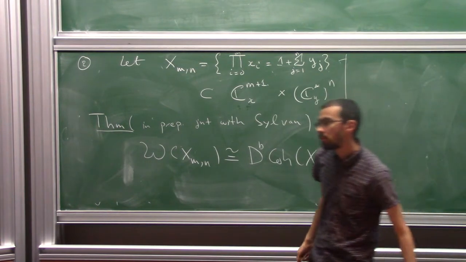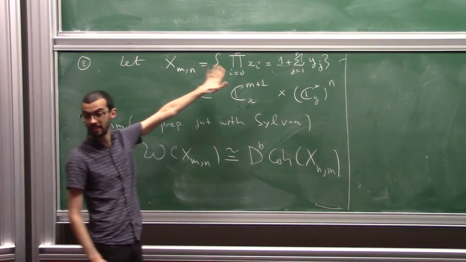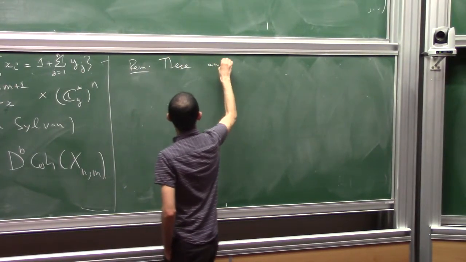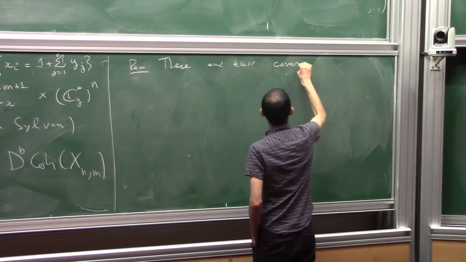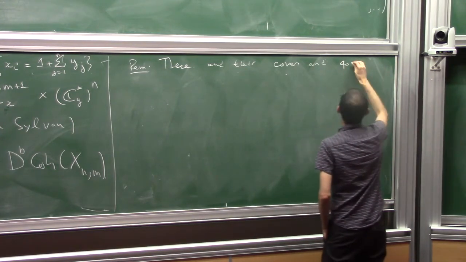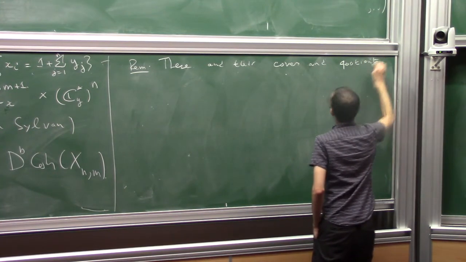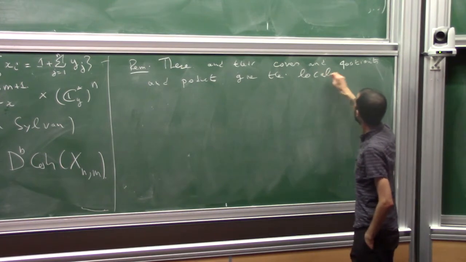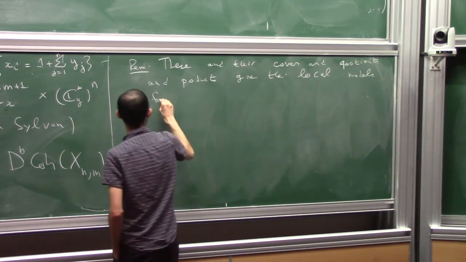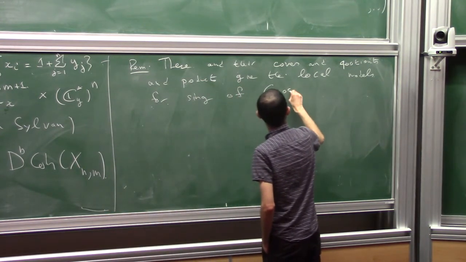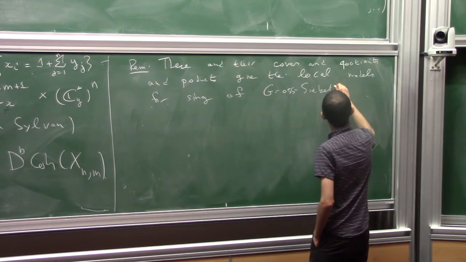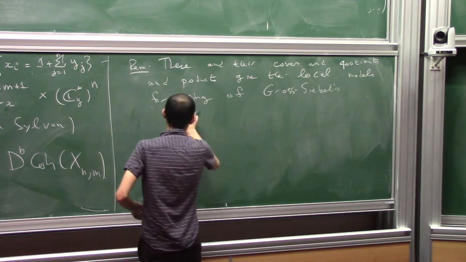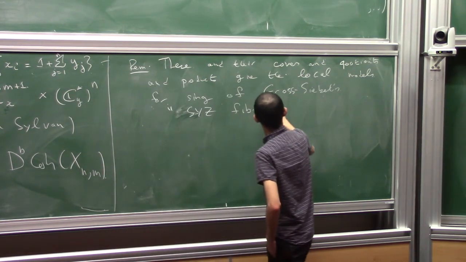Okay? So before going further, I should say why I care about this specific class of examples. These spaces and their covers and quotients and products give the local models for the singularities of Gross–Siebert SYZ fibrations from toric degenerations.